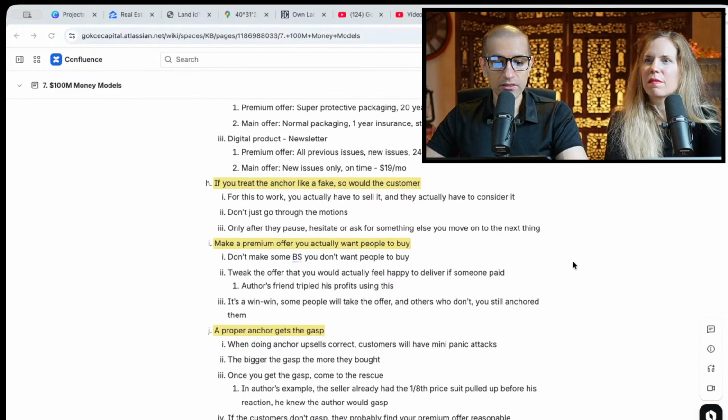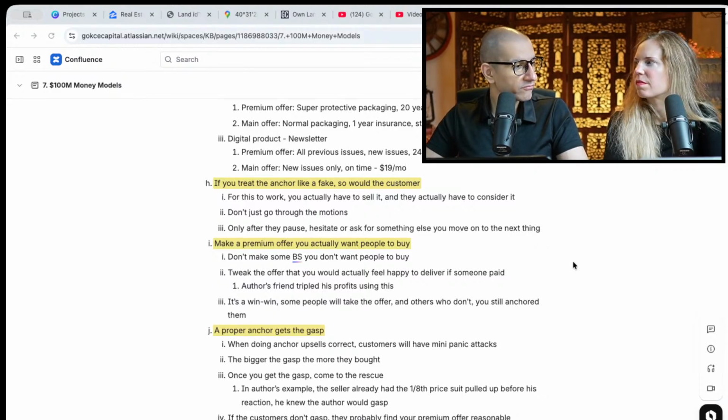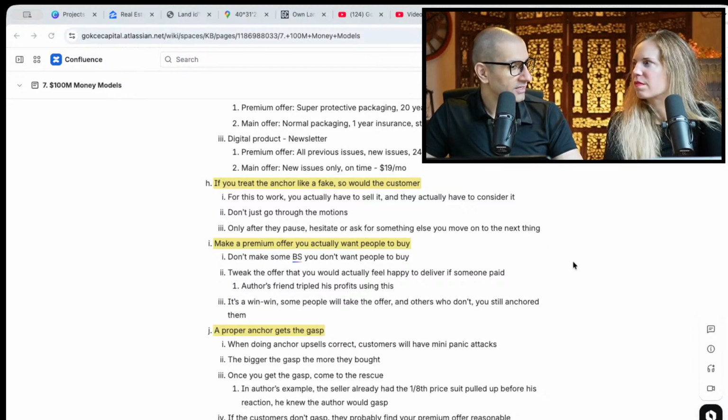If you treat the anchor like a fake, so would the customer, right? So for this to work, you actually have to sell it and they actually have to consider it, right? Because when he was trying to sell the designer suit, if he didn't put effort into it and actually believe that 1% of their customers will actually buy designer suits, he won't really sell it, because he'll be like, oh yeah, most people are going to say no. In your head, you already rejected yourself, right?